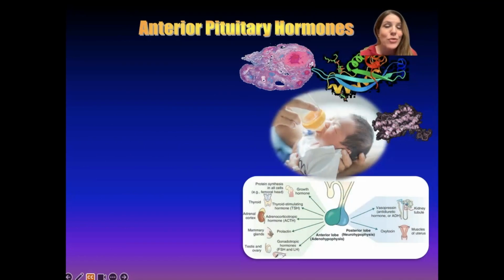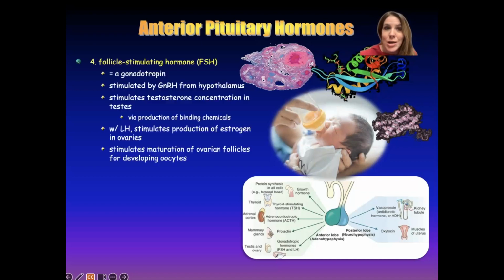So thus far, you've learned 3 of those 6 anterior pituitary hormones that we're going to be going over. And the third one you just learned about was luteinizing hormone, LH, which is a gonadotropin that targets the testes or the ovaries to produce their hormones. Well, we're going to go over number 4 now, and this is follicle stimulating hormone, or FSH. And it too is a gonadotropin, and in fact is kind of like the partner of LH. They tend to work together as a team.